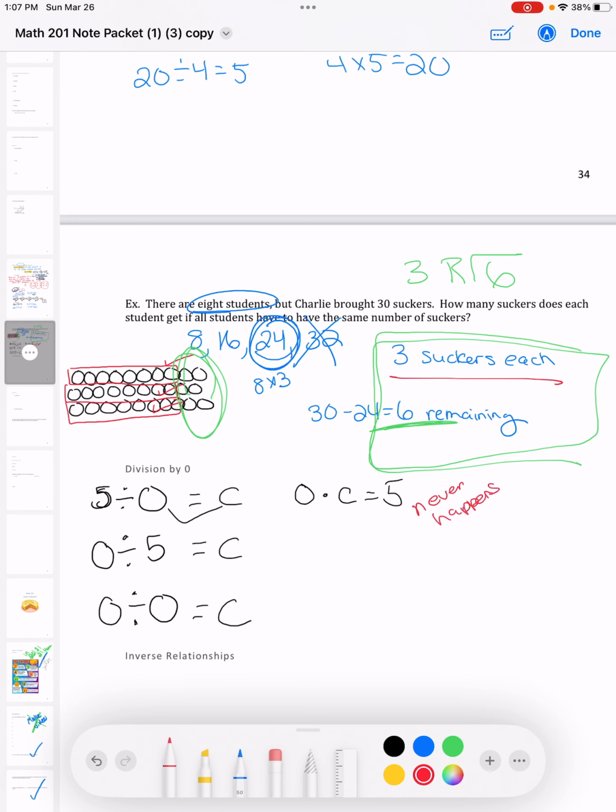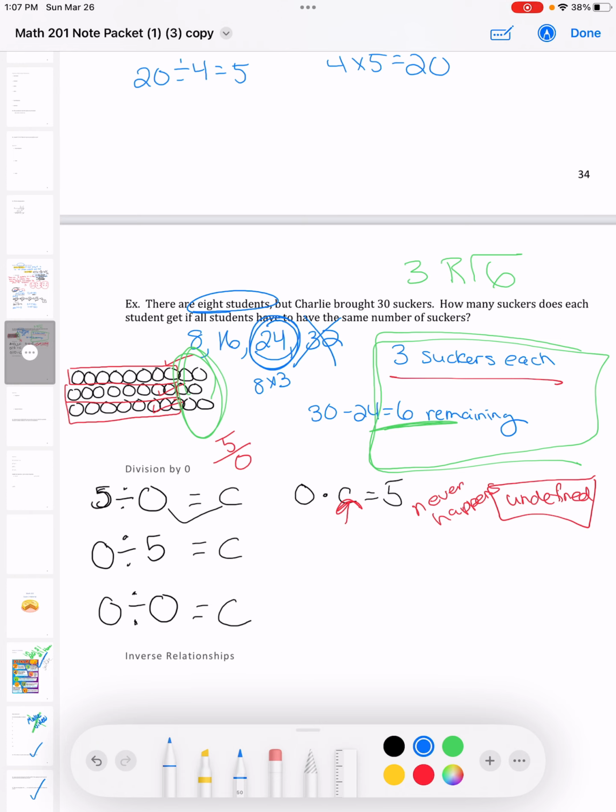0 times any number is going to give you 0. So this literally can't happen. So this is the undefined answer. We might be used to seeing it like this with 0 in the denominator. You can even check in your calculator. It's going to tell you there's an error. That's because we can't have that happen. There's no number in the world that I could plug in for C and get out an answer of 5. So it just doesn't work.